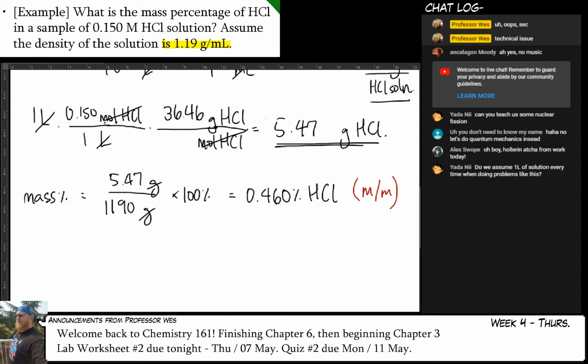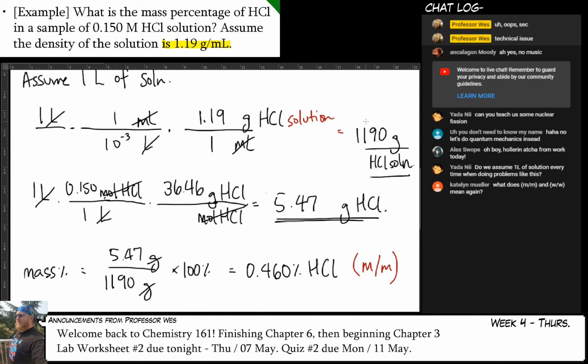Do we assume 1 liter of solution every time? I like to pick 1 liter because it's a nice round number, and you can say exactly 1 liter. So that way you don't ever run into sig fig issues with the number you choose. However, you may choose any number that you want because it's all proportional. So if I instead picked like 1.5 liters, then the number that I would have gotten right here would be 1.5 times larger. And the number that I would have gotten here would also be 1.5 times larger, because the number that's changing is the first number.